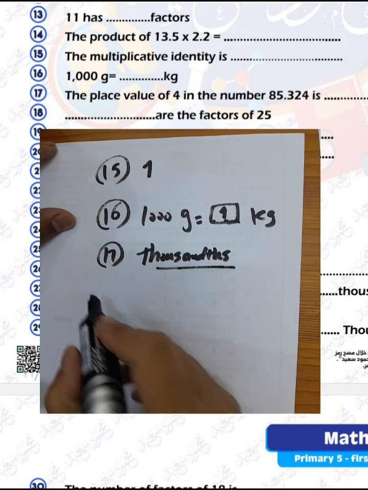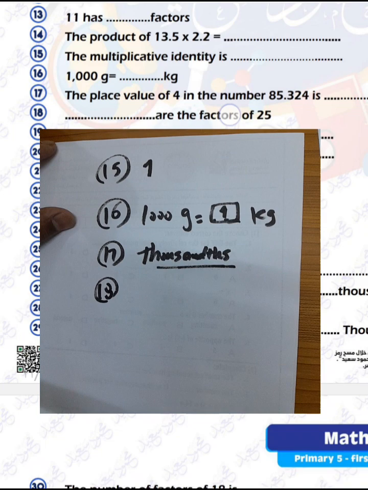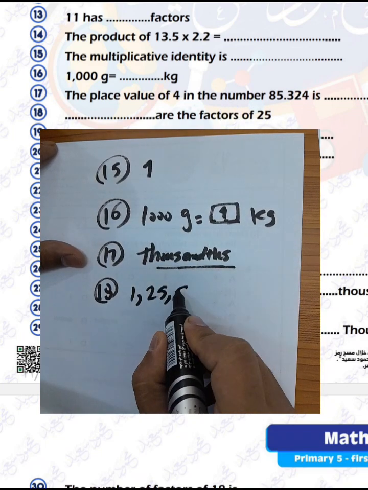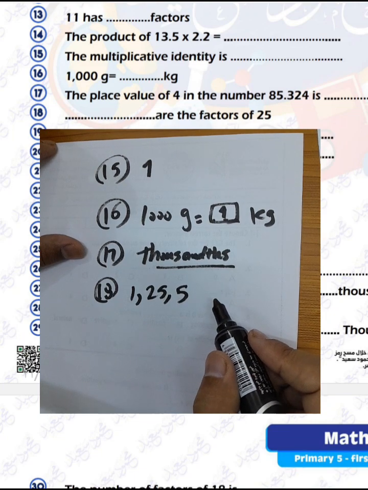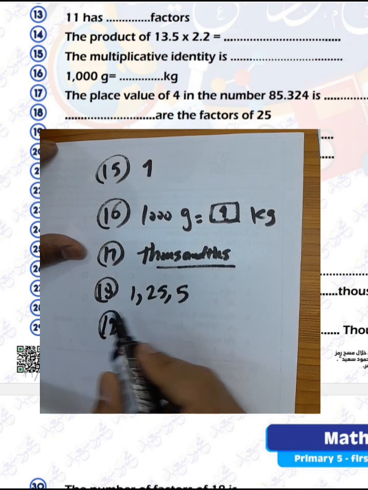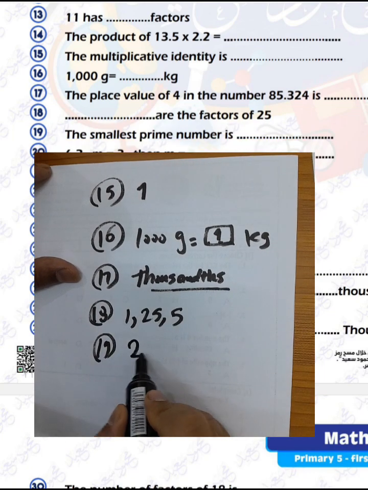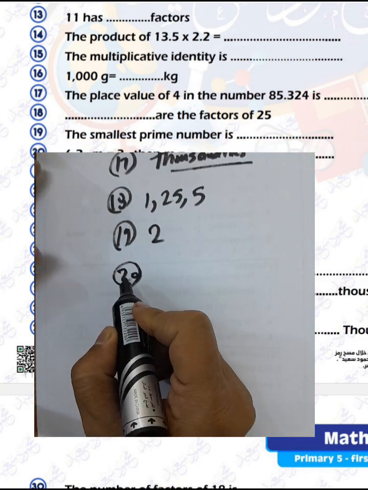Okay. 18. Blank are factors of 25. Factors of 25: 1 and 25 and 5. 5 times 5 equals 25. Question 19. The smallest prime number is 2. Question 20.